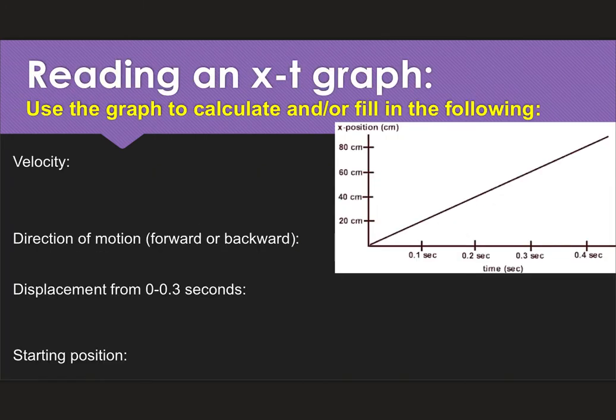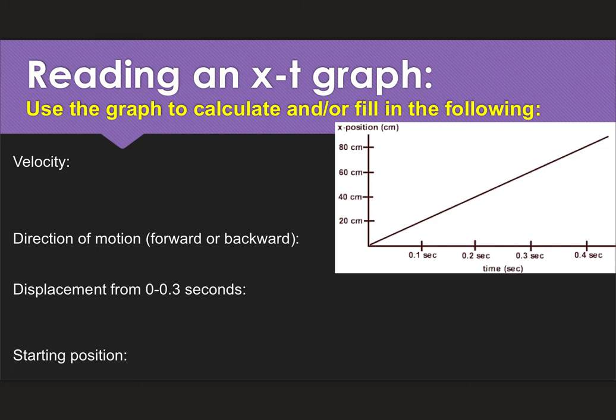Okay, let's practice this a little bit. Now, here I have a position time graph that I have been given, and I have several questions here. I want to know what is my velocity, what direction of motion, and it's asking me forward or backward. What's the displacement from 0 to 0.3 seconds? And then what is the starting position of the object? And if you're given this, you can do it in any order. I'm just going to go right down the list.